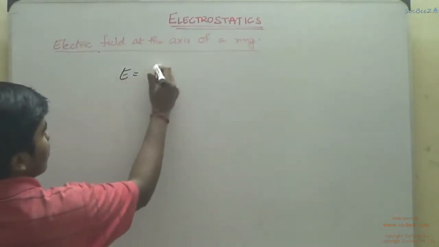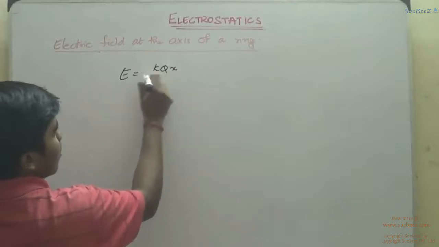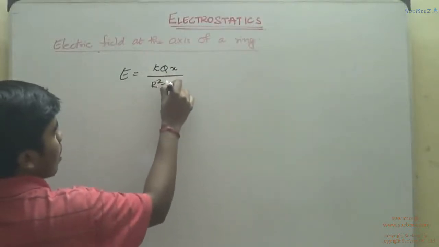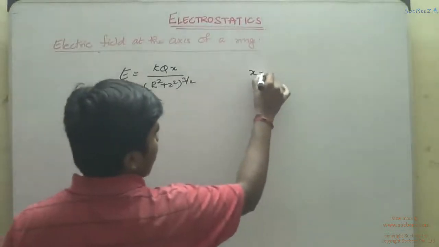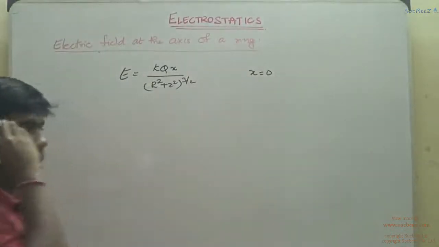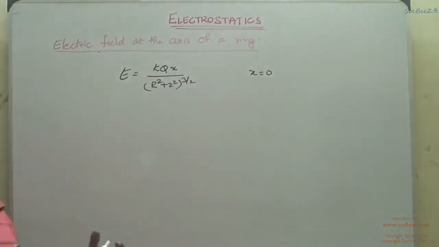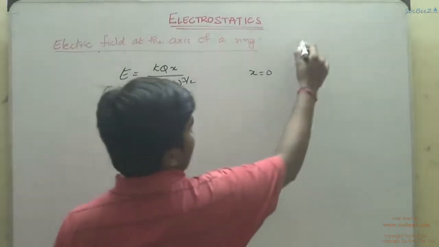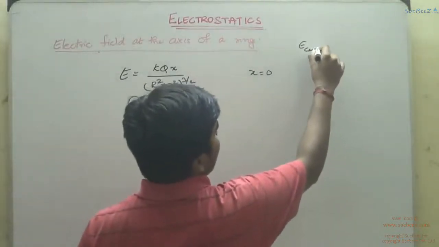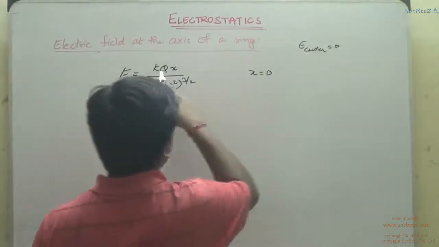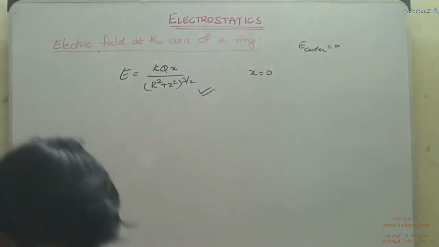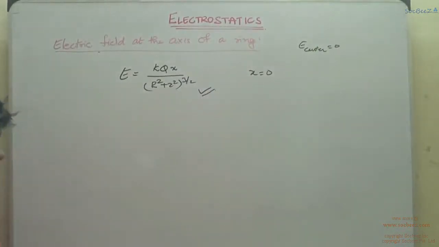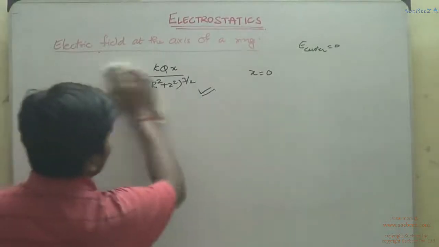What we got was electric field equals kqx by r square plus x square whole power 3 by 2. Now if x equals 0, it means that we are analyzing at the center of the ring, and we know that E at the center is 0. Do we get 0 if we put x equal to 0 here? Yes. So our formula is valid.